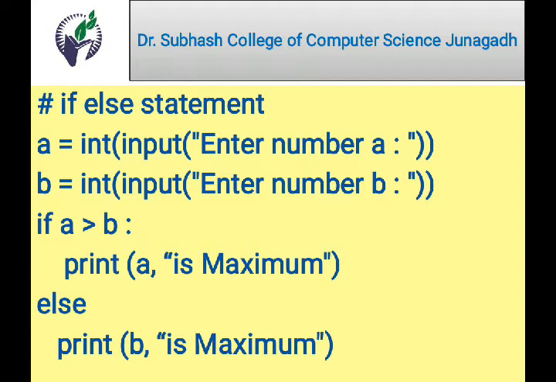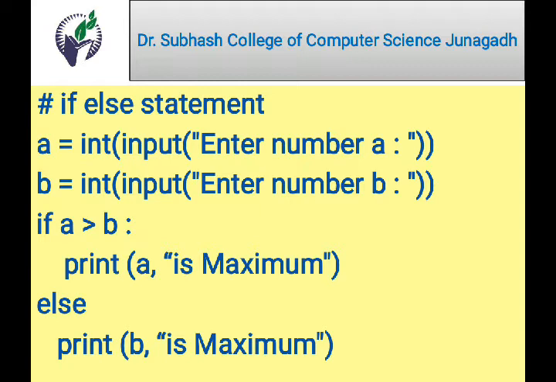We will check: is 10 greater than 20? No, this condition is not true. So the else part will be executed. Why? Because this condition becomes false. So else it will print B is maximum. B means 20, so the output will be 20 is maximum.